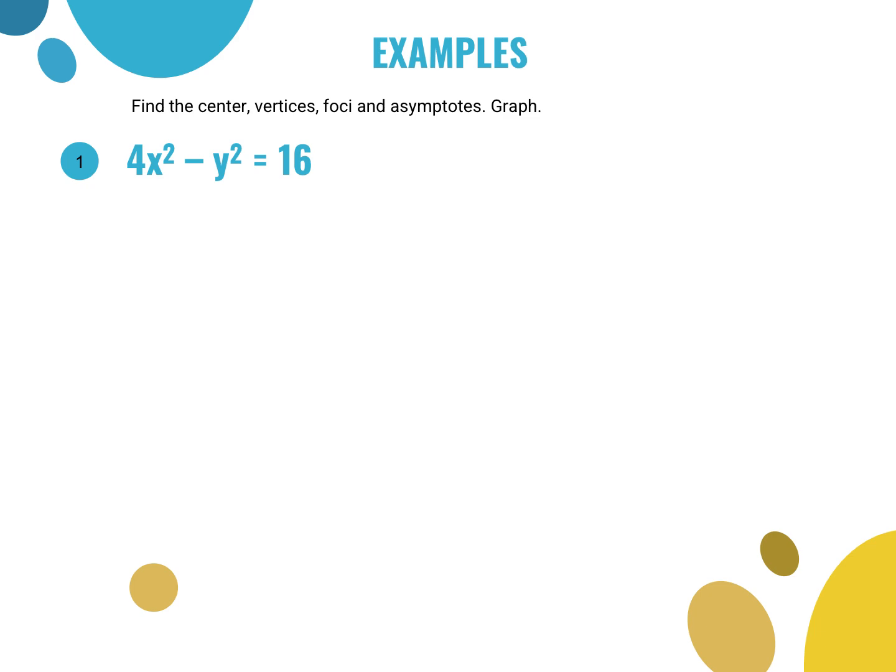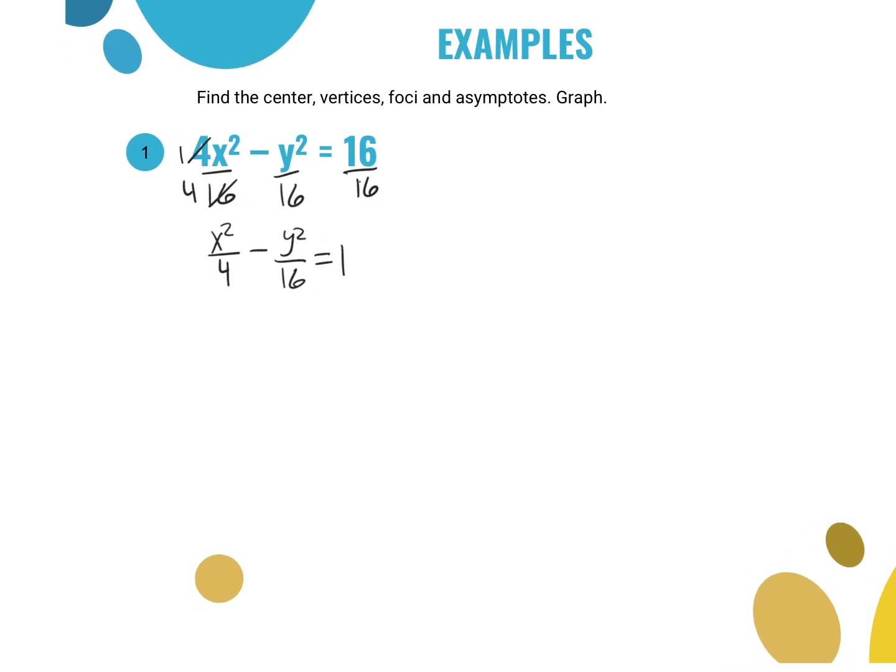All right, so just like with ellipses, we want these set equal to 1. This one's not equal to 1, so I'm going to go ahead and divide both sides by 16. All right, so divide everything by 16. 4 and 16 simplify to 1/4. So we get x squared over 4 minus y squared over 16 equals 1. All right, and then that is a hyperbola in standard form.